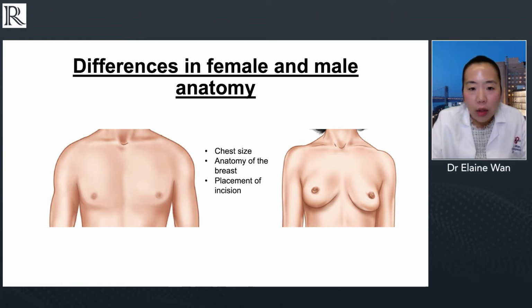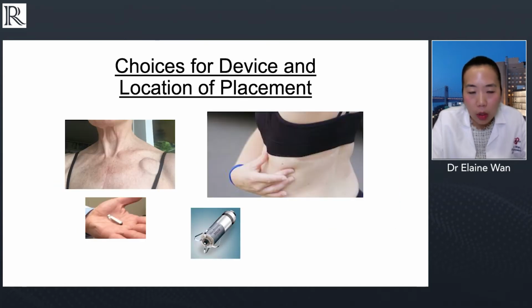So for one, we can see on the slide here that the chest size of the men and the women can be very different. Also for the women, there's the anatomy of the breast, which may include the breast itself, as well as the axillary tail, which may affect the placement of the incision and how the generator is placed later on. Also women, because of their breasts, there is the need for wearing a bra that may be different day to day, with the effect of the garments that they wear and also physical appearance. So these are things that we should consider when we place devices in female patients.